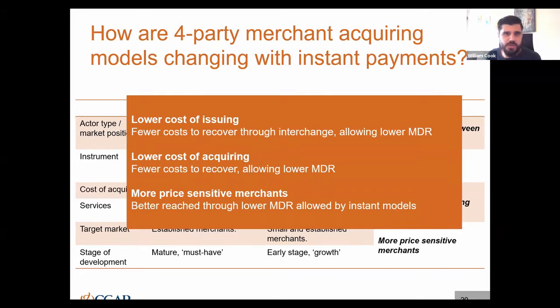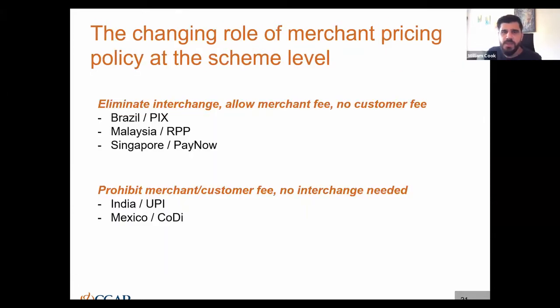So you think of something like lower cost of issuing, fewer costs to recover through that interchange that was historically built in. Lower cost of acquiring, which means fewer costs to recover directly through the MDR, and then more price sensitive merchants, obviously wanting to see a lower MDR. And we think that's part of the reason why, for the schemes that have already launched merchant payments as a use case as part of an instant payment system, they're really starting to shake up this traditional model of MDR and interchange.